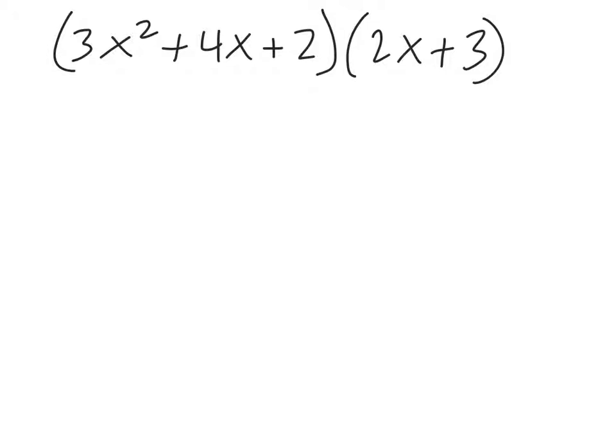Alright, so now let's do it actually with polynomials. So here we have 3x squared plus 4x plus 2 times 2x plus 3. It's going to be the same method we just did, but this time we're involving variables. Now, I'm going to start it the geometric way first. So let's set it up. Set up our rectangle.